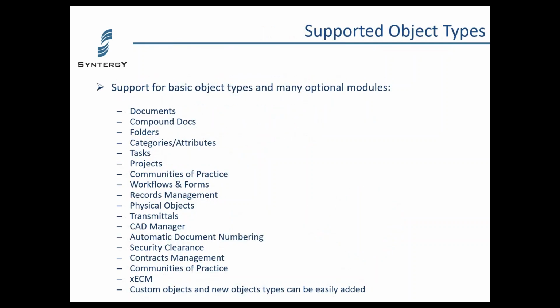This question comes up: what objects are supported? So here's a subset of the data I just put up here. I'm not going to read through it, but pretty much all the standard stuff that we see with our customers, right? So your documents, folders, and then some of the additional modules such as records management, physical objects, security clearance, contracts. Our new support is for XECM objects. So whether you're using Sept, etc., we'll support those objects as well.